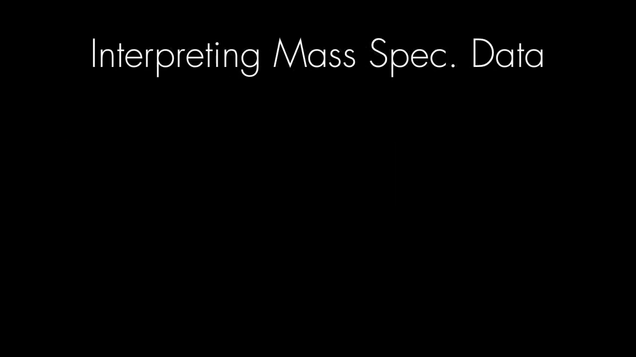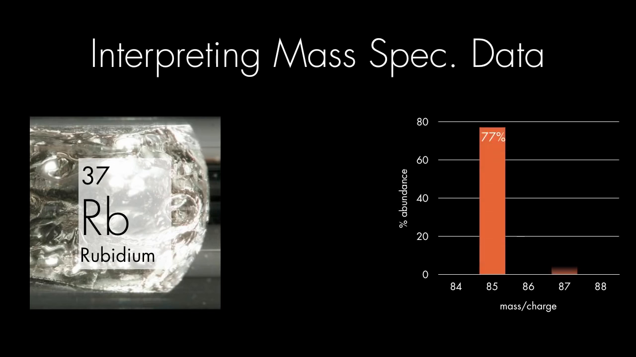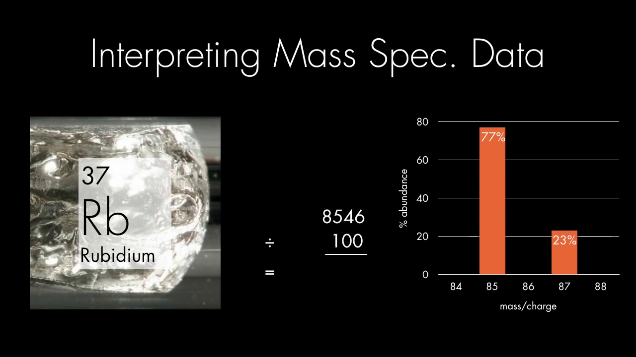So how do we interpret mass spectrometer data? Let's consider rubidium for an example. Here's some mass spectrometer data from a natural sample of rubidium. It tells us that 70% of this sample of rubidium was the rubidium-85 isotope, while the rest was the rubidium-87 isotope. If we multiply the percentages times their mass and add that up, then average that over 100 atoms, we'll find the average atomic mass of rubidium.